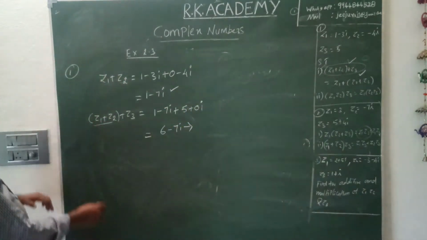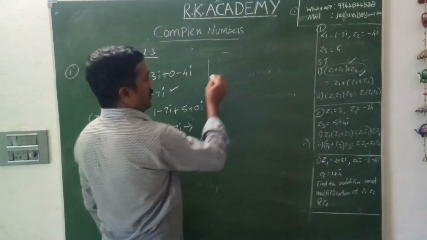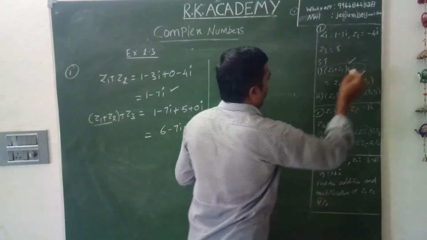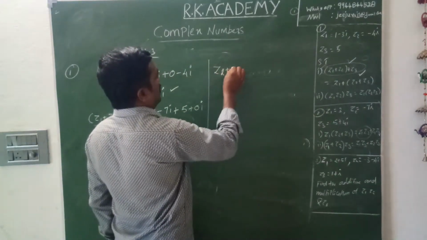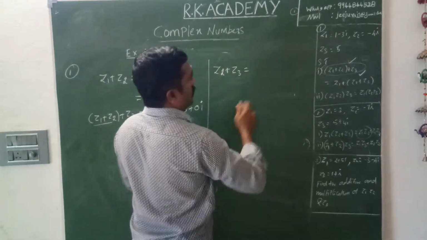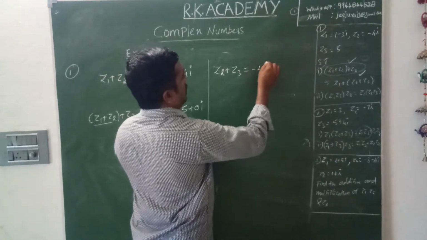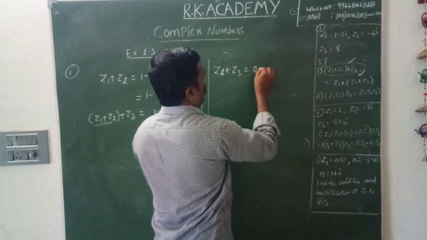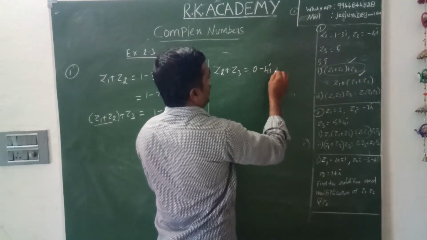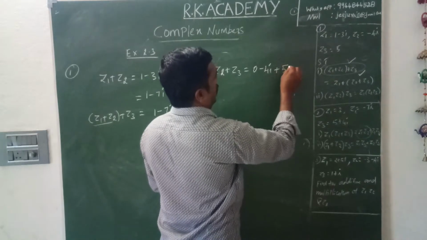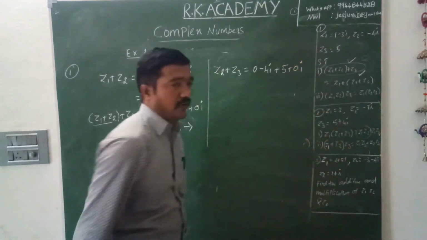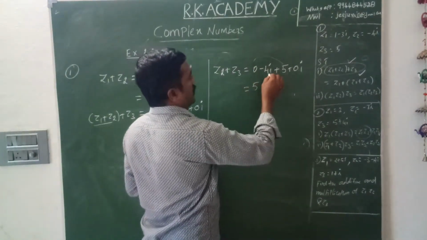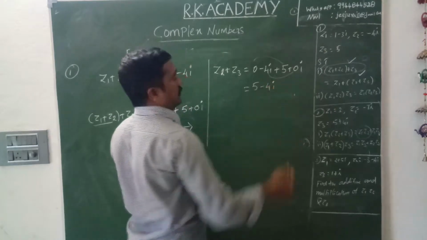Now what about the RHS? In RHS, listen. Z1 plus, now we are taking the bracket value, Z2 plus Z3. What about Z2? Z2 is 0 minus 4i. Okay, we can write like this: 0 minus 4i plus, what about Z3? 5 plus 0i. So first the real part, it's 5. Imaginary part, minus 4i. Yes.